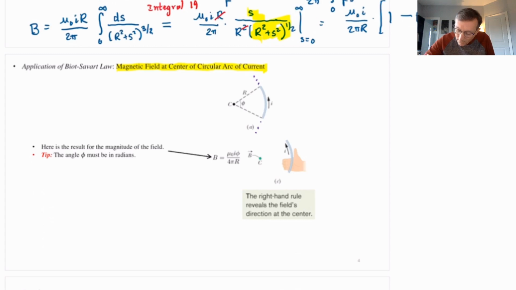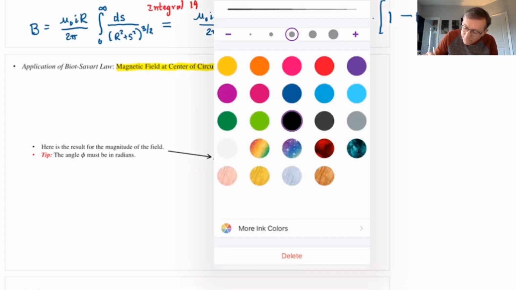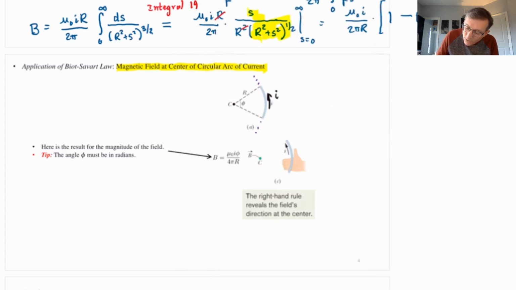And in that arc, there is conventional current I flowing upward. And then C marks the center of curvature. If that were a complete circle, what would be the center of the circle? One important quantity there is the radius, which is the distance from the center of curvature to the wire. We'll denote that big R. And the other thing is the total angle phi formed from the two ends of the arc.